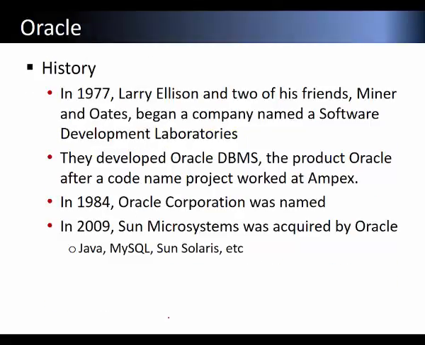Let me start with the history of Oracle. In 1977, Larry Ellison and two of his friends, whose names are Miner and Oates, began a company named Software Development Laboratories in San Jose. And then they developed the Oracle DBMS, which is the product's name after the codename project worked at MPAX. That is an earlier story. And Oracle started to be known by database communities in 1984.